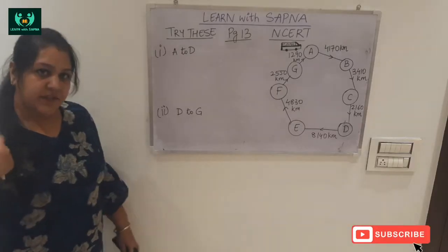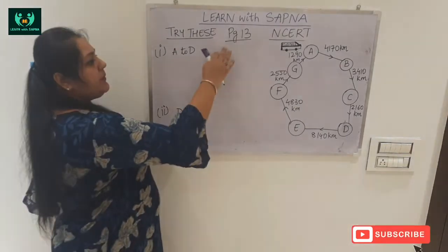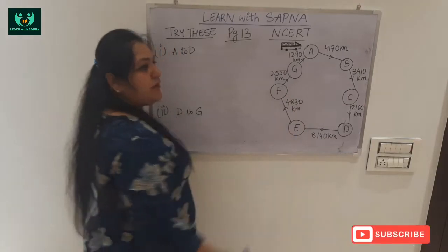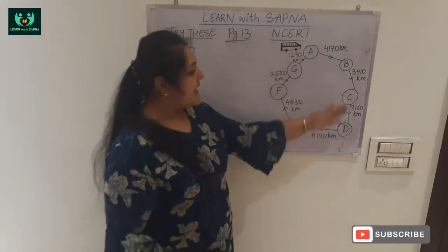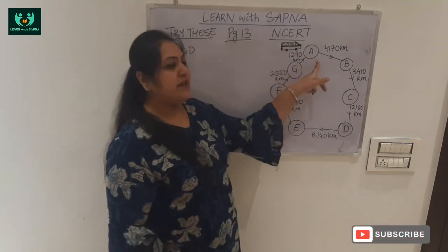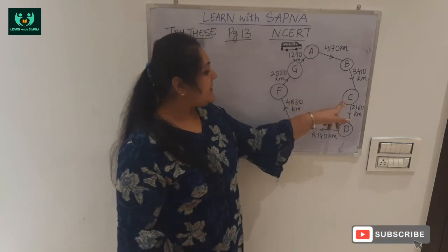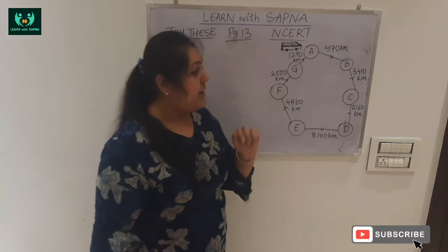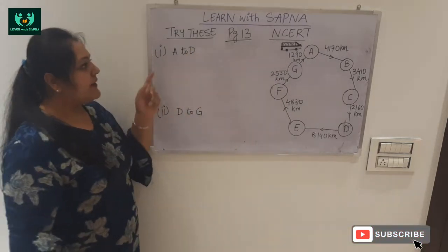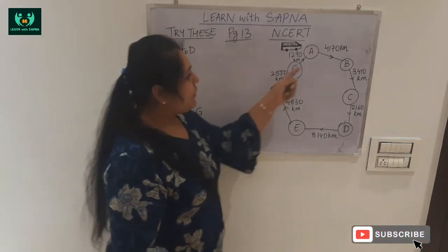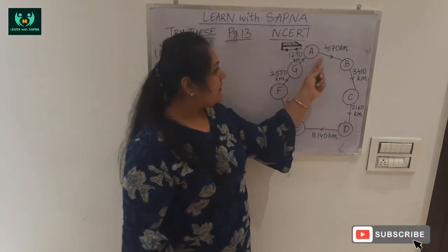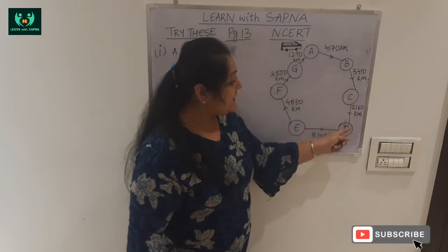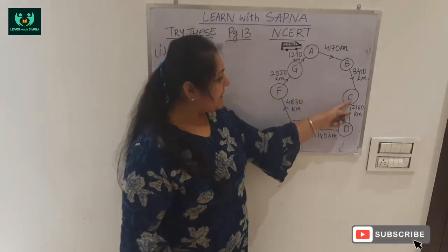Okay, so let's start with the next Try These box on page number 13, for which the reference diagram has been given on page number 14. This is a journey diagram given for a bus which started from A, went to B, then C, D, E, F, G, and then came back to A. So now what we have to do in the first part is calculate the journey from A to D. How does the bus reach from A to D? A to B, then B to C, C to D. This is how the path has been taken.